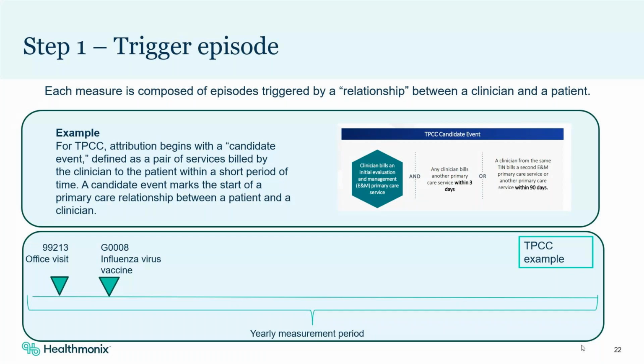If you're looking at an acute episode, it probably feels a little more logical: did I bill a hip surgery? Did the patient go into the hospital for sepsis? Did the patient go into the ED? There are a lot of very cut and dry ways an episode's triggered. In the case of TPCC, it's a little more nuanced. I'll talk about that later. Next slide.